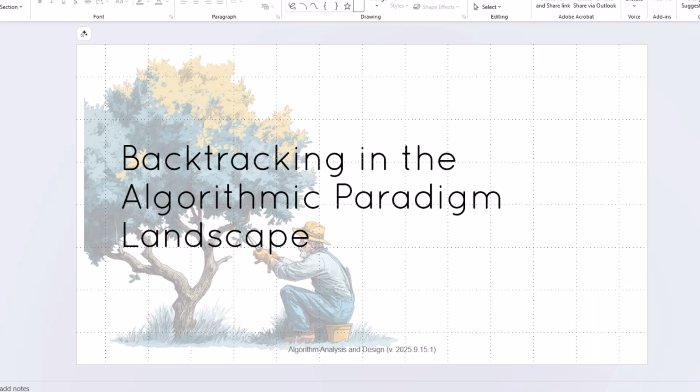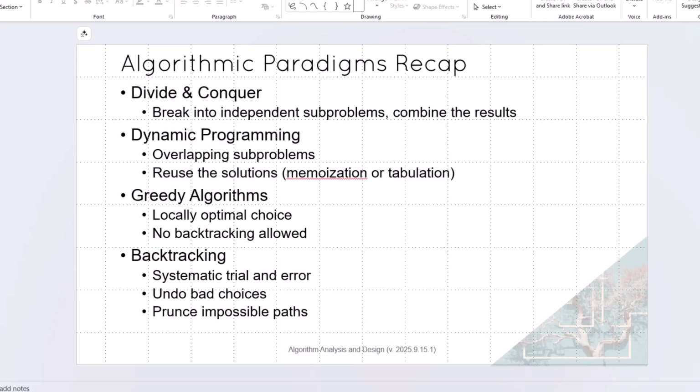So let's look at it in the algorithmic paradigm landscape. So algorithmic paradigms recap, just to remember where we are. Divide and conquer. We started with divide and conquer earlier on. We break the problem into independent subproblems and then combine the results. Dynamic programming, we found out that if we have overlapping subproblems, we can reuse the solutions as well with memoization and tabulation. So if you have overlapping subproblems, you can apply dynamic programming techniques, and we're typically reusing the solutions, and what it's saying is that we're actually taking advantage of things that have been calculated already.